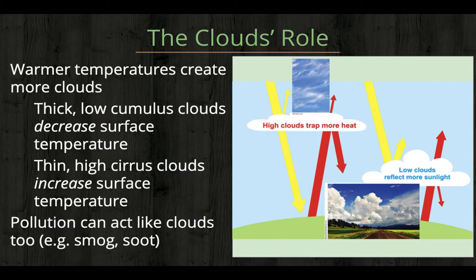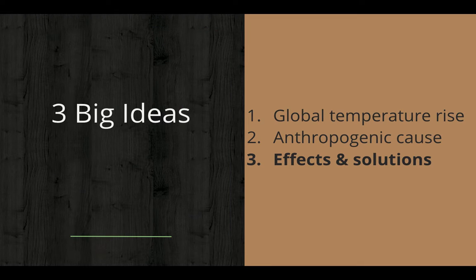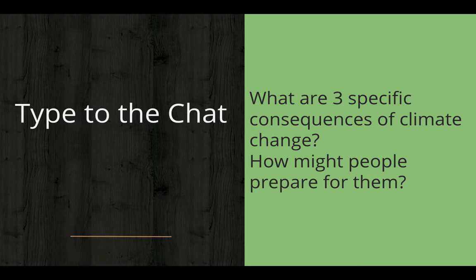So it's pretty complicated, but because of the trends with greenhouse gas rises and temperature rises, we can say that it's an anthropogenic cause. And finally, we'll talk about the effects and solutions. I had some people type into the chat or just say out loud, what are some specific consequences of climate change? How might people prepare?